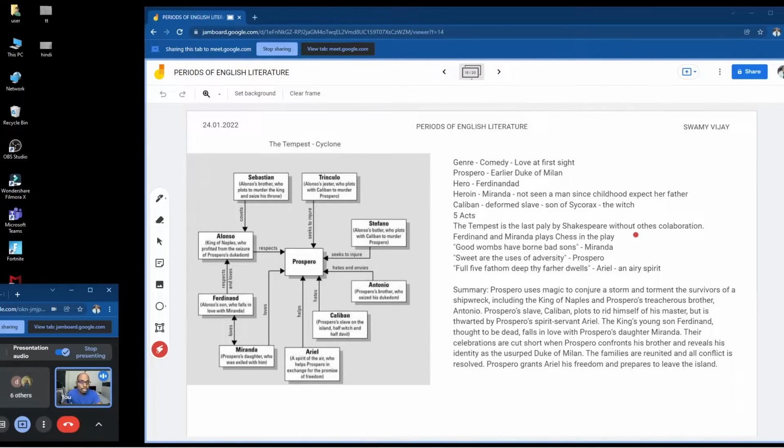So Prospero uses magic to conjure a storm and torment the survivors of the shipwreck, including the King of Naples and Prospero's treacherous brother Antonio. Prospero's slave Caliban, because with his magic he made Caliban a slave on that island, plots to rid himself of his master, but is thwarted by Prospero's spirit servant Ariel. So Ariel safeguards Prospero. The king's young son Ferdinand, thought to be dead, falls in love with Prospero's daughter Miranda.